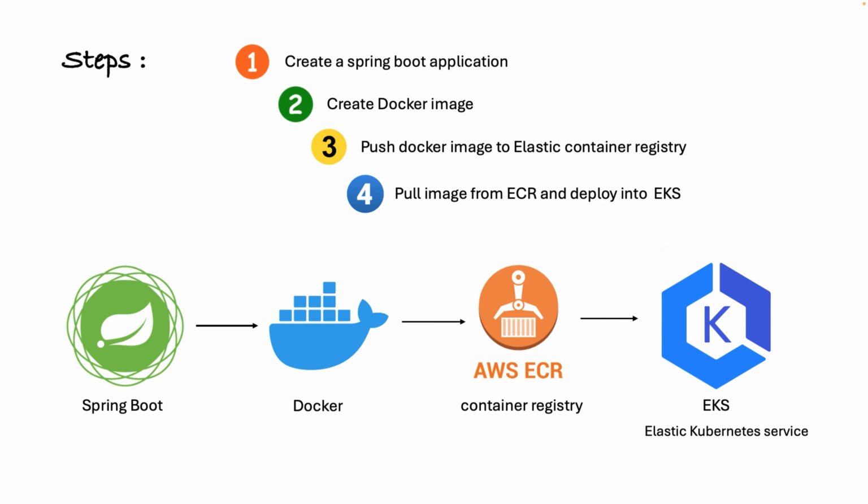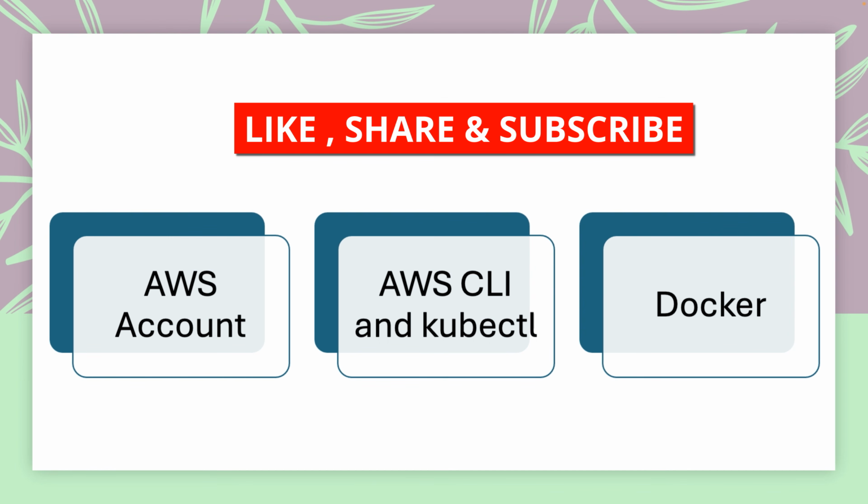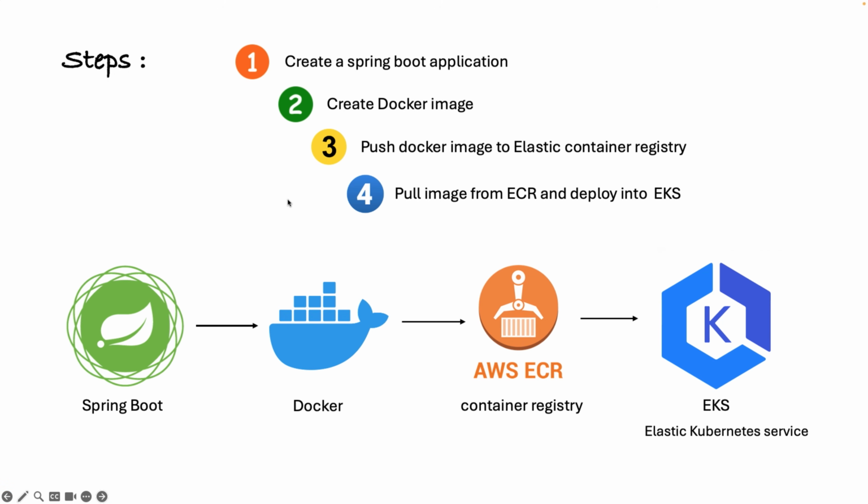Whatever steps we have discussed, we'll go through step by step. But before we proceed further, you must have these three set up on your machine. First, you should have an AWS account, and you need to install the AWS CLI and kubectl, and you should have Docker up and running on your machine. Don't worry, I will share the links of these installation steps in the video description. After successfully installing these tools, we are ready to proceed to the next step in our deployment process.